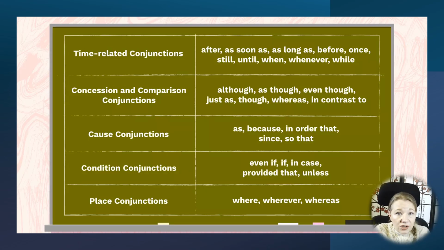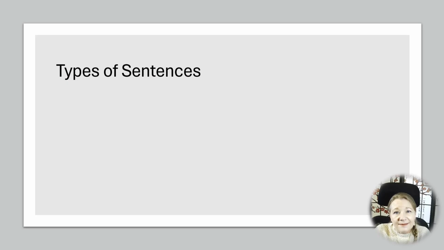Other subordinating conjunctions, there's a lot of them in the English language, are listed here. You have time-related, as well as those used to make comparisons and show cause and effect, conditional, and place conjunctions. So this just captures a few more of the subordinating conjunctions that always start dependent clauses.